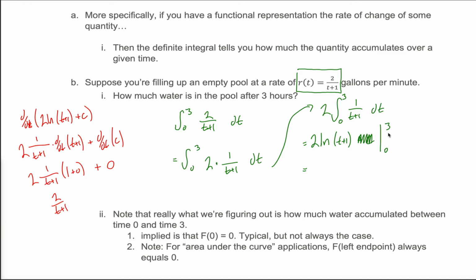To evaluate it from 0 to 3, I first plug in the 3, and I get 2 times the natural log of 4. And then I plug in the 0, and I get 2 times the natural log of 1. The natural log of 1 is just equal to 0 because the natural log of 1 is asking you the question, what power do you got to raise e up to make it equal to 1? And e to the 0 power is 1. So this is 2 times the natural log of 4 minus 2 times 0. In other words, minus 0. My answer is 2 times the natural log of 4, whatever number that's equal to.